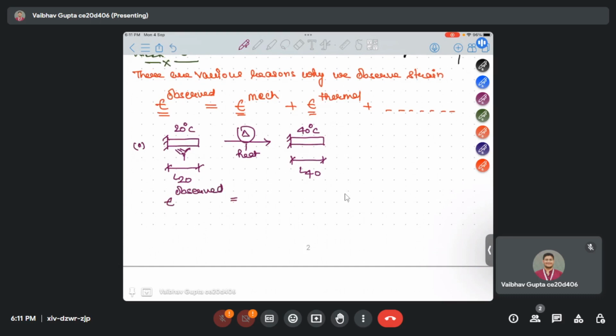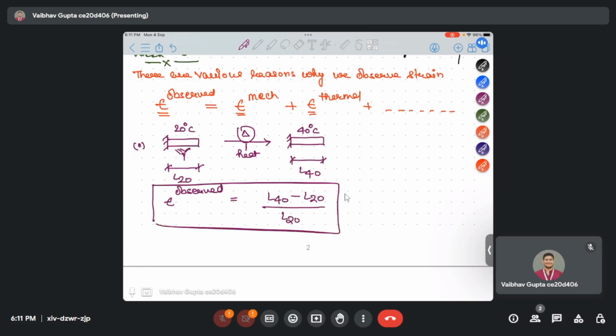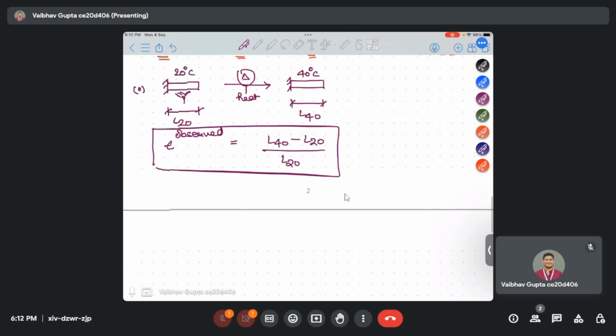It is nothing but the change in length by original length. Change in length is what? Length at 40 degrees Celsius minus length at 20 degrees Celsius, divided by length at 20 degrees Celsius. This is what we have observed as the strain here.